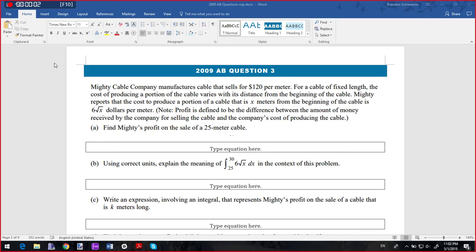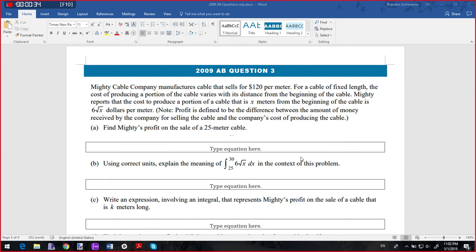Welcome back. So we're going to keep going with the 2009 AB FRQs, starting with question 3. So I have a cable company that's manufacturing cable that sells for $120 per meter. For a fixed cable length, the cost of producing a portion of cable varies with its distance from the beginning of the cable. They report that the cost to produce a portion of the cable that is x meters from the beginning is 6 square root x dollars per meter.